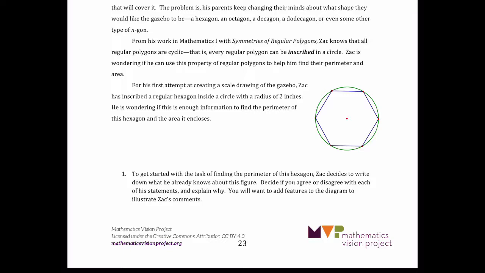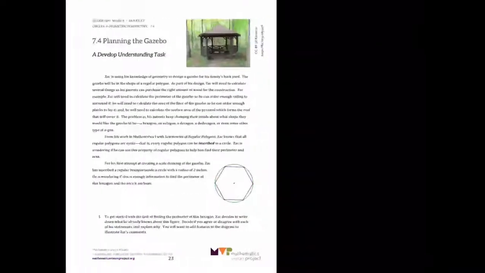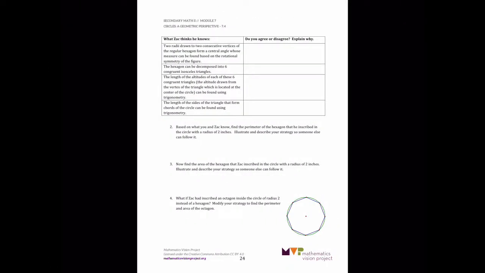So, question number 1. To get started with the task of finding the perimeter of this hexagon, Zach decides to write down what he already knows about the figure. Decide if you agree or disagree with each of his statements, and explain why. You'll want to add features to the diagram to illustrate Zach's comments. So go ahead and try this on your own first. On the next page you see all of Zach's comments here. Try it, and then we'll come back together and talk about it as well. So go ahead and pause the video.